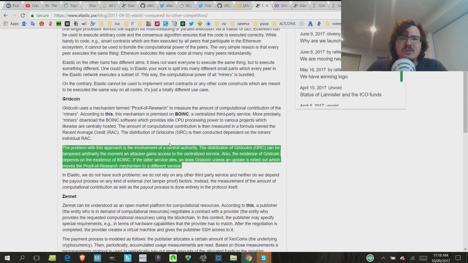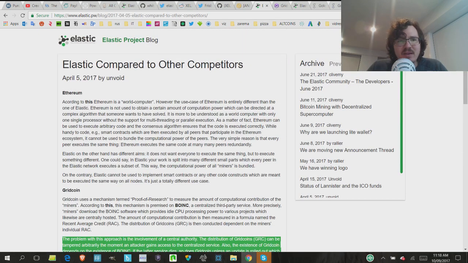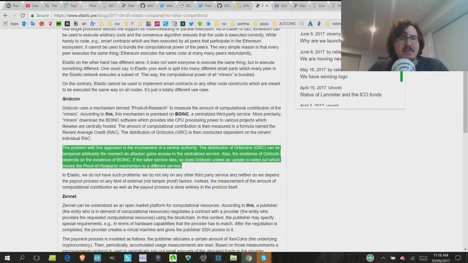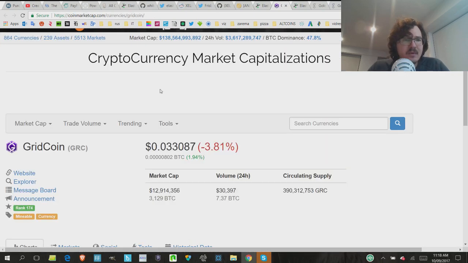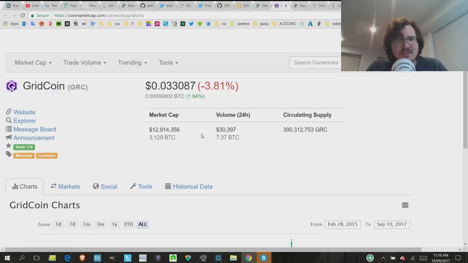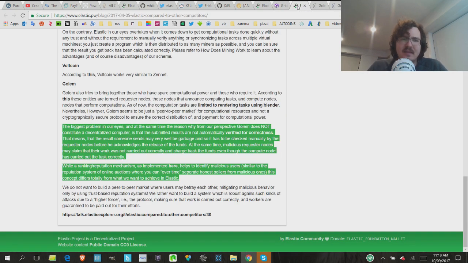Now, they do go to good lengths to actually say why their product is better than the competitors. So they talk about why it is better than Gridcoin, for example. Gridcoin apparently relies on a third-party service, so it makes them more vulnerable. Gridcoin, of course, down here at number 174, just a $12 million market cap. So they're doing much better than Gridcoin at the moment. However, what we really need to be comparing Elastic to is Golem, because that's the real competition.